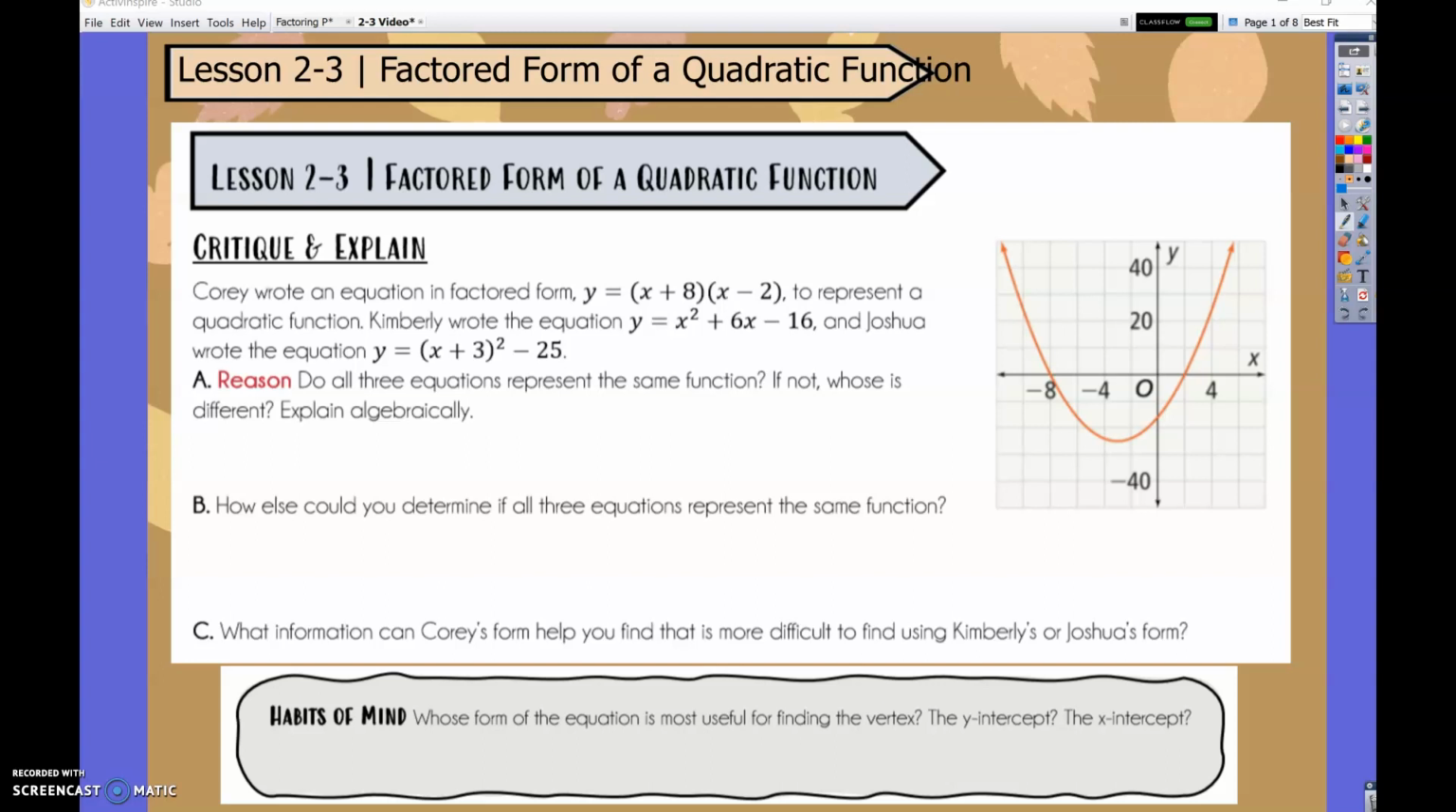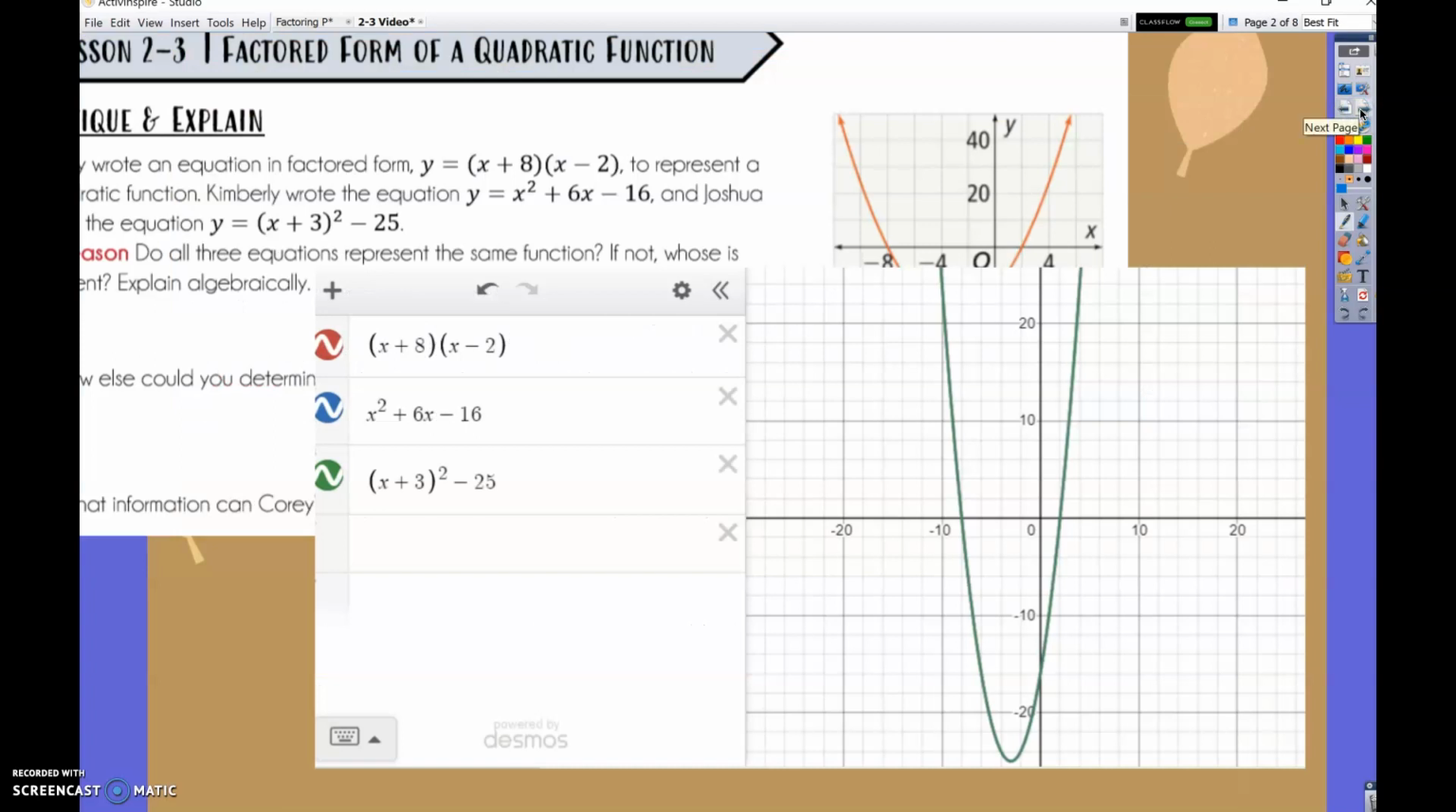So this critique can explain what I did, and you can solve that, check your teacher's answer key, but I graphed all three of these to see if they were the same. And as I show the next slide here, you'll notice on Desmos, each of my equations was graphed in a different color. They're all turned on, and you only see one graph. So we're going to be able to know it's the exact same equation.